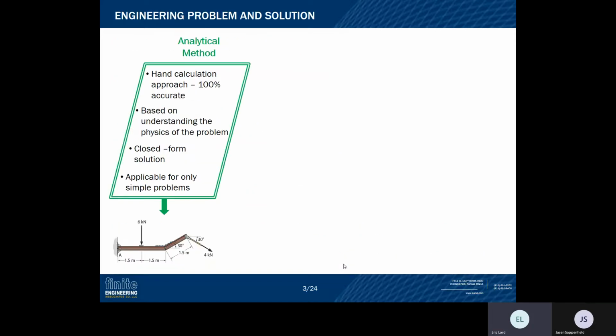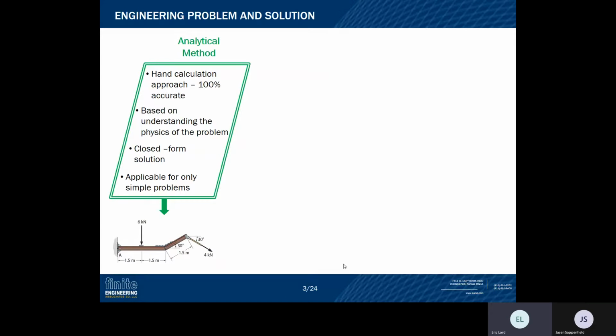So talking a little bit about the engineering problem and solution. Generally we start out with analytical methods. There are three approaches that we can utilize. So let's take a look at the analytical method. We have a hand calculation, and this is usually what we call a closed form solution. So we say it's 100% accurate. Obviously these things are never 100% accurate, but usually it has some physical meaning behind it and some physics-based understanding.